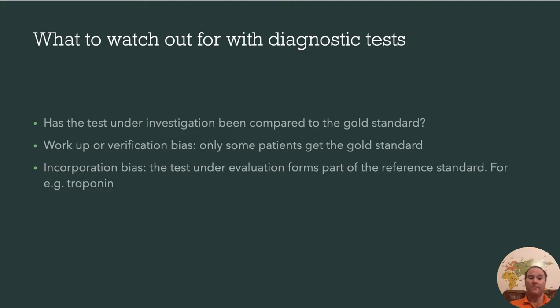The second form of bias is known as incorporation bias. And a really good example of this is troponin. So troponin is used to diagnose MI, but it's also part of the reference standard. Therefore, you're more likely to diagnose a patient with myocardial infarction in the presence of a raised troponin, even though we know that troponin can be raised in cases where there is in fact no MI.